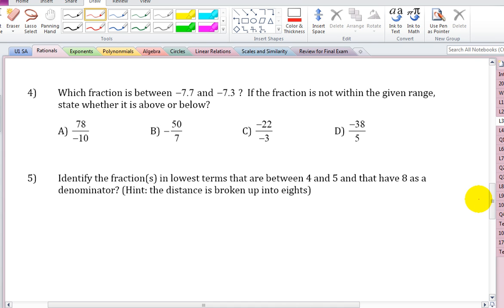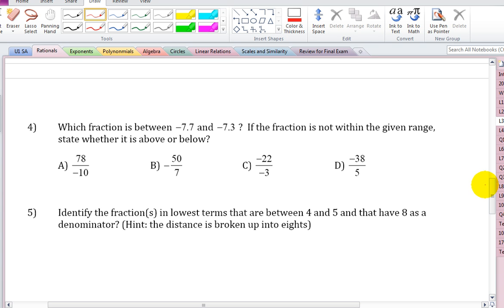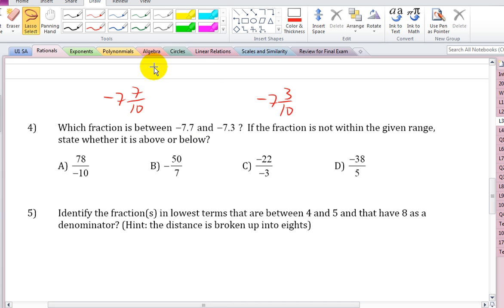Good. B, which fraction is between these two numbers? Okay. So what we want to do is turn these to fractions. This would be negative 7 and 7 over 10. And this one's going to be negative 7 and 3 over 10. So the fractions in between, what are they? Well, in between those numbers would be negative 7 and 6 over 10, negative 7 and 5 over 10, negative 7 and 4 over 10.